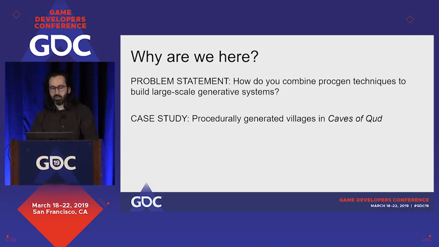So again, we have this problem statement. How do you combine proc-gen techniques to build large-scale generative systems? And we're going to walk you through a little case study here today for how we procedurally generated this large-scale output, this whole villages in Caves of Cud. And where we can, we'll try to generalize it into some wisdom. But for the most part, we're just going to be walking you through the system. And you can kind of experience that and take notes and see how you might apply it to your own generative systems.